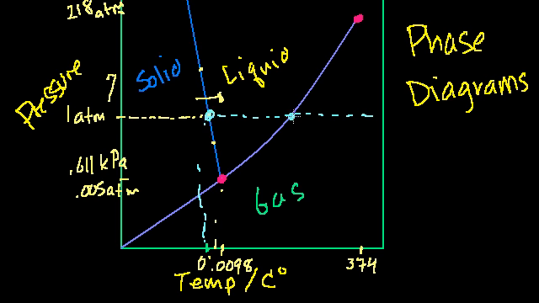And then we go up here. So we keep going to higher temperature. And since we're at 1 atmosphere, this is 100 degrees Celsius right there. And that's the point at 1 atmosphere pressure where liquid turns into gas, or water vaporizes, or the liquid boils. All of those are acceptable ways to think about that.